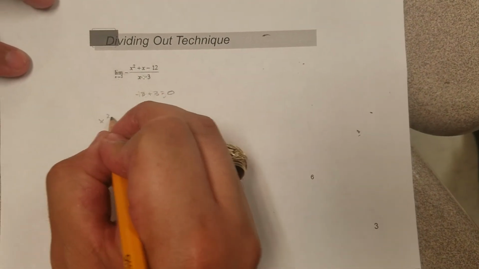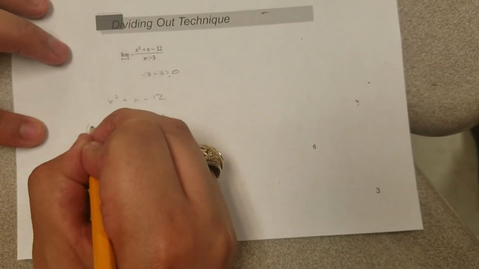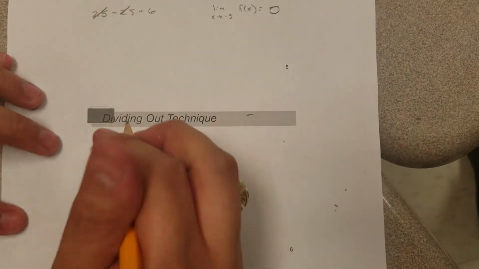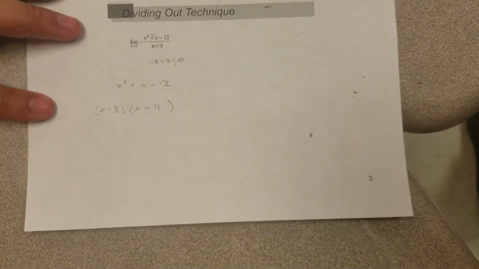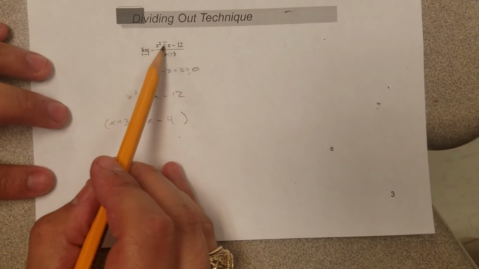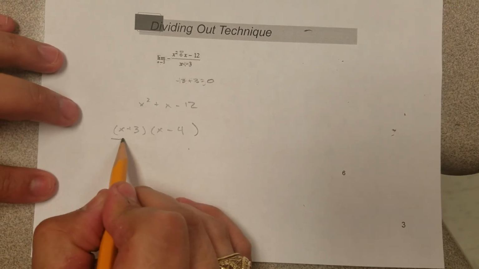So x squared plus x minus 12. If I factor this, I'll end up with x plus 3 and x minus 4. Let's turn this into a minus. That's the way it works out. So make sure you change this plus to a minus, guys. Again, I'm just changing the problem here so we can work out another example here.